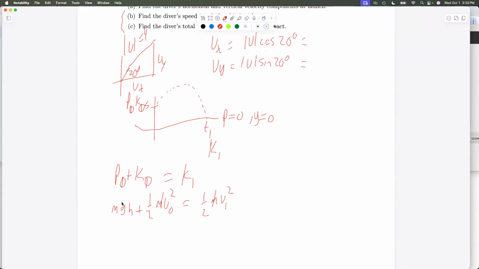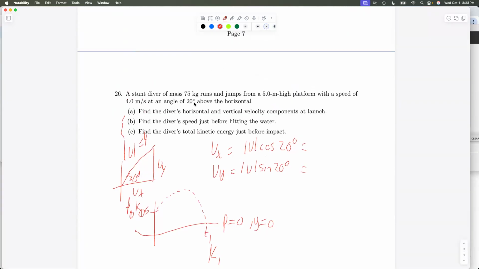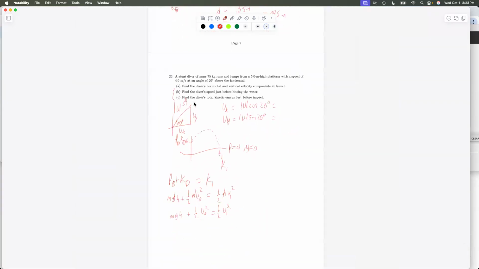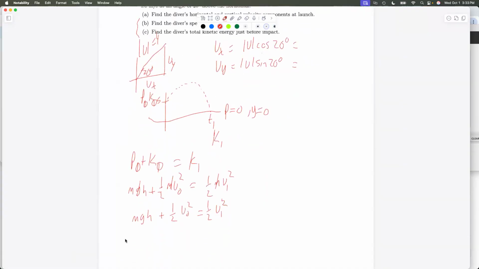All the m's cancel out, and we'll get gh plus 1/2 V naught squared equals 1/2 V1 squared. And then here, just for completeness, I got a couple minutes, might as well work this all out. 75 times 9.8. It was 5, right? Times 5 plus 1/2. Oh, no, the m's canceled.